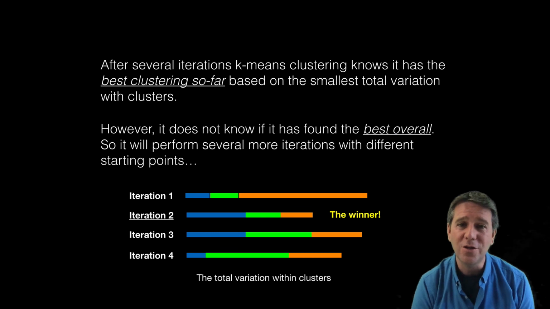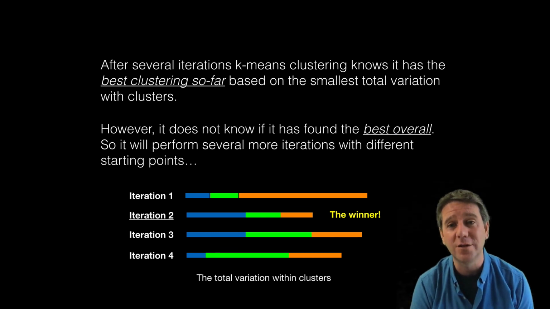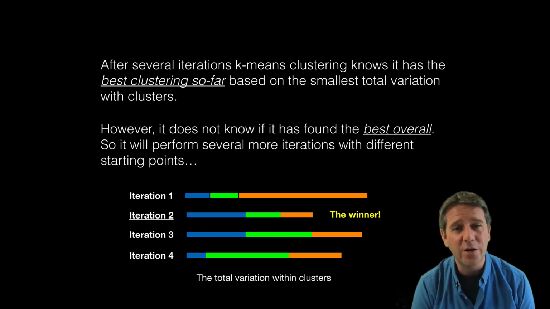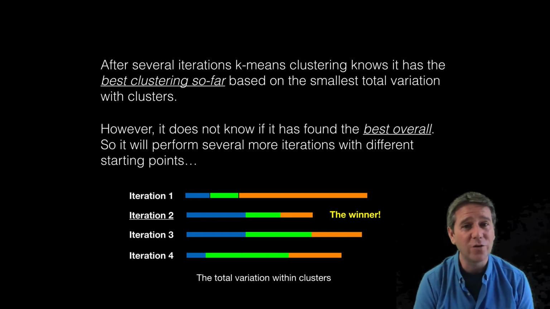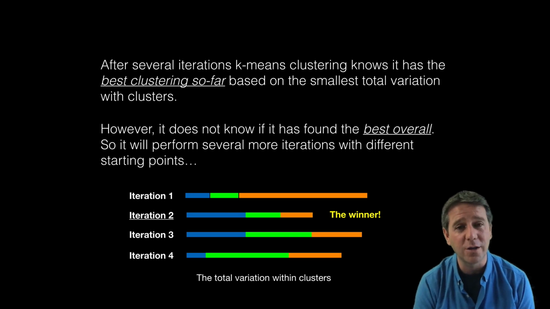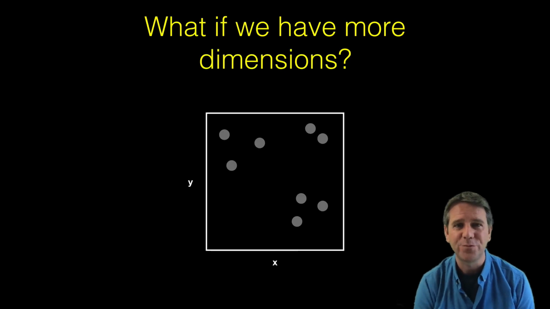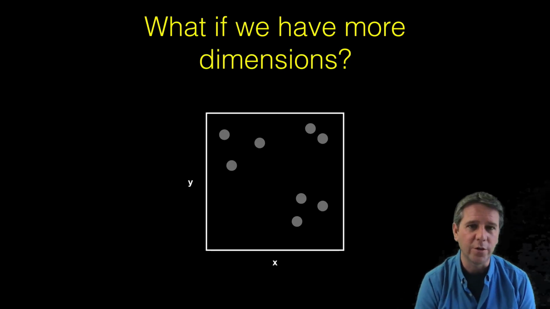However, it doesn't know if it's found the best result that it could possibly find, the best overall result. So it's going to perform several more iterations with different starting points and then pick the winner. In this case where I've run these 4 iterations, the best answer is iteration 2. That's the one with the smallest value of this within cluster variance. So that second iteration is the answer we're going to present to the user.